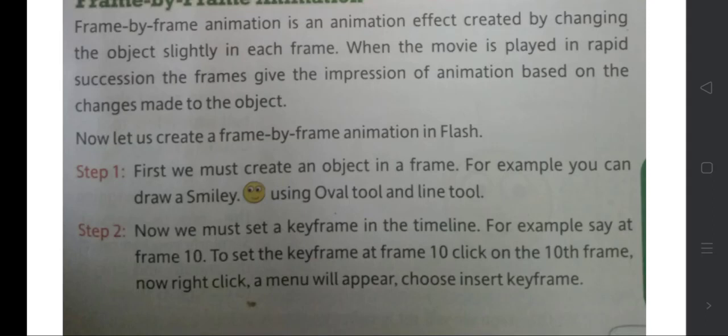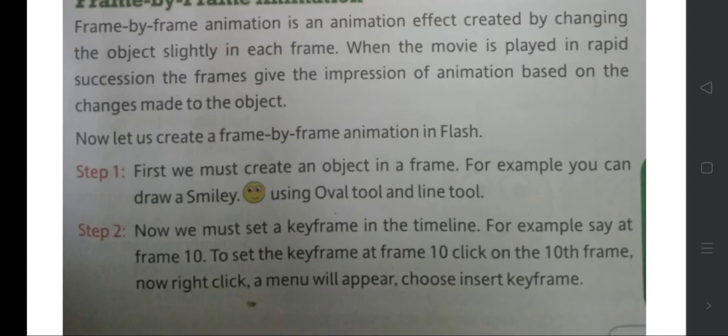First let us create one frame by frame animation. Step 1: we must create an object in the frame. For example, you can draw a smiley. Here we are drawing a smiley using the oval tool. With the oval tool we can make an oval shape and also a circle shape, as I taught you in the last video. Then we must set a keyframe in the timeline, for example at frame 10. To set the keyframe at frame 10, click on the 10th frame. Now right click, a menu will appear, choose insert keyframe.